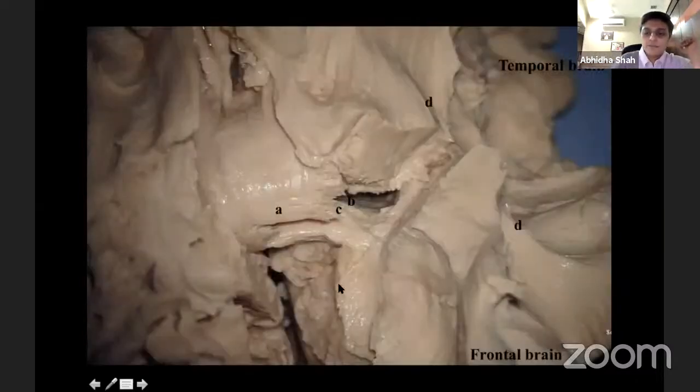This is an upturned image. This is the frontal brain, the temporal brain. And when you enter from this region, you can see that there is no fiber here. This is the region of the forceps minor here. There's some fibers, and this is the region of the IFOF. So either you can approach from here or here without causing any major damage.